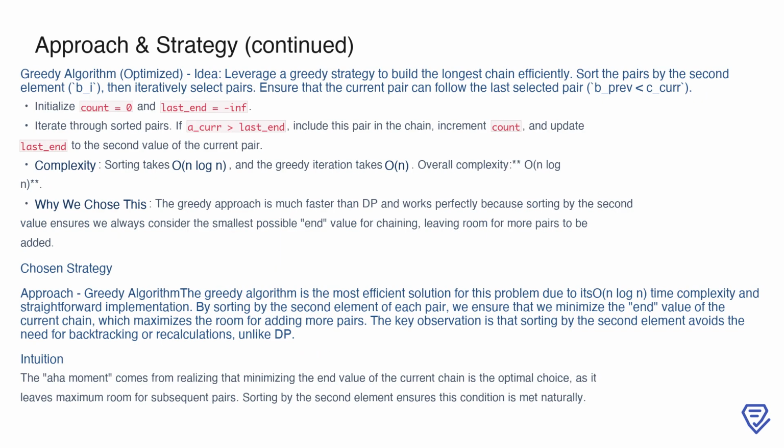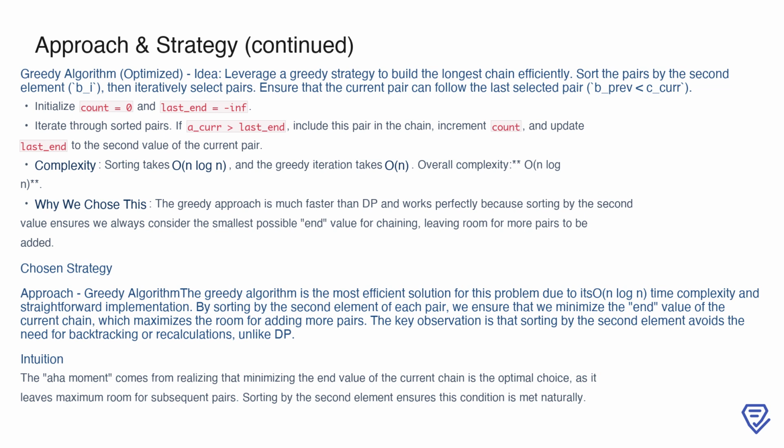We then turn to a greedy algorithm, which offers a more optimized solution. The core idea is to sort the pairs by their second element and iteratively build the longest chain by selecting pairs that can follow the last chosen pair. By sorting on the second value, we ensure that our choices minimize the current chain's end value, leaving more room for additional pairs. The algorithm begins with a count of 0 and initializes the last selected end value to negative infinity.